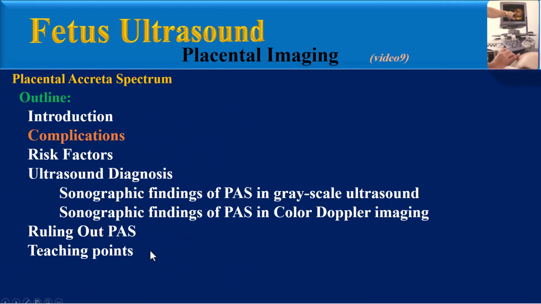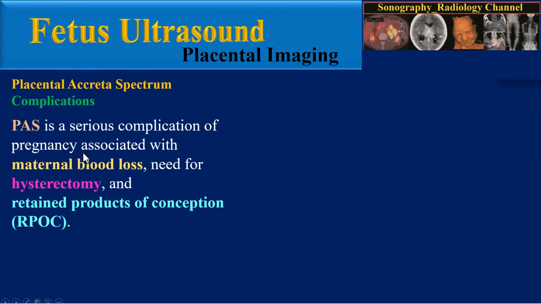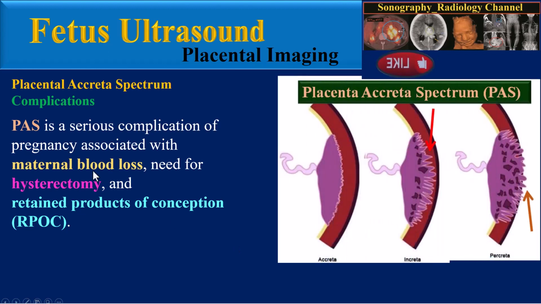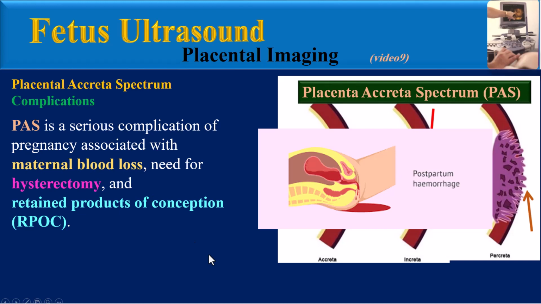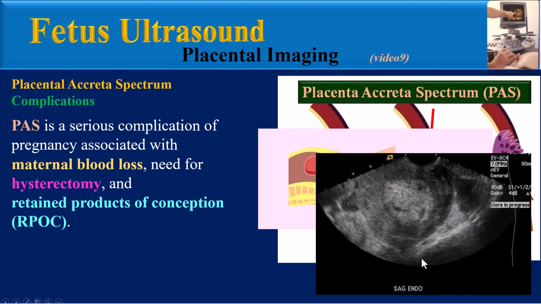Complications of placenta accreta. Placenta accreta spectrum is a serious complication of pregnancy associated with maternal blood loss, need for hysterectomy, and retained products of conception.